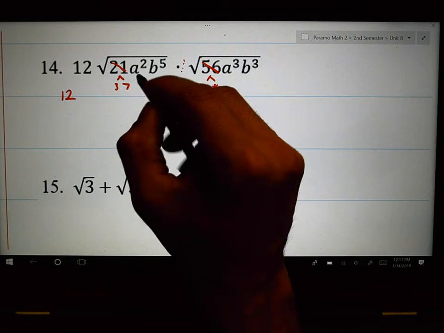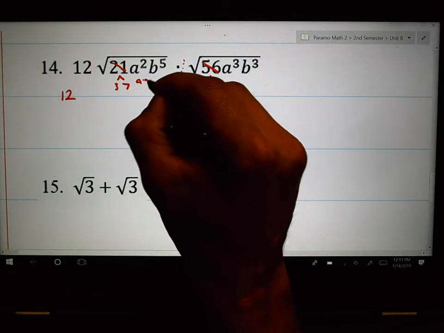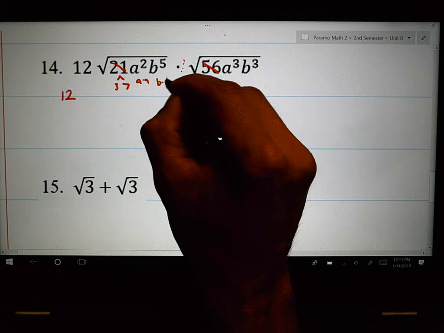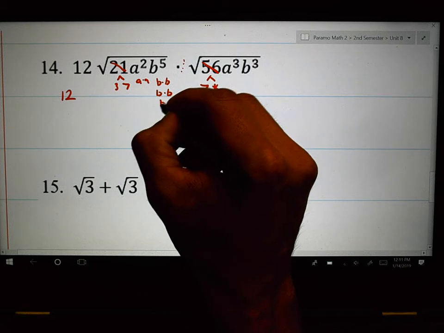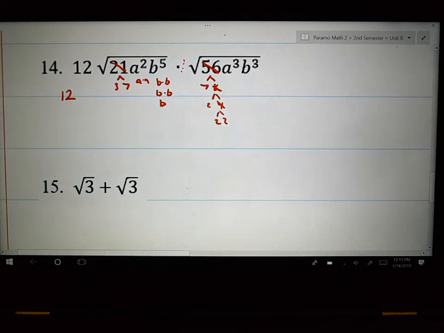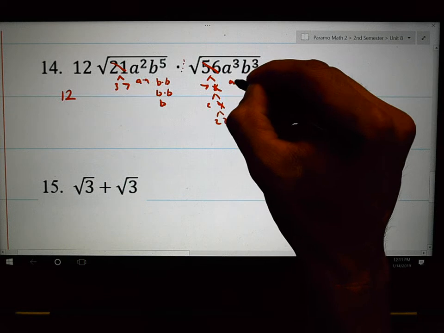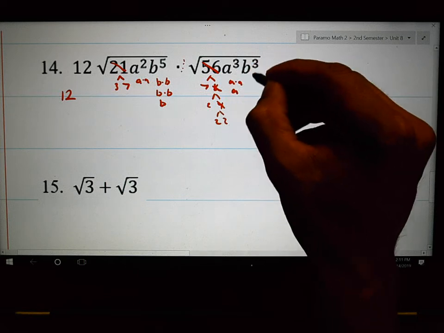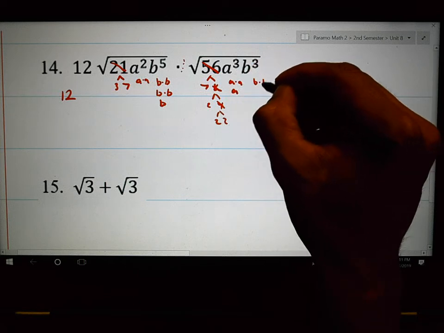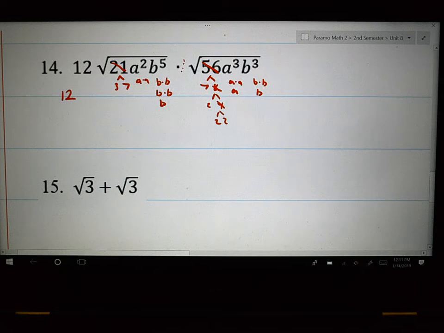I'm going to break the A down into A times A. The B down into B times B times B times B times B because there's 5 factors of B. Same thing over here. There's 3 A's multiplying. There are 3 B's multiplying each other over there.